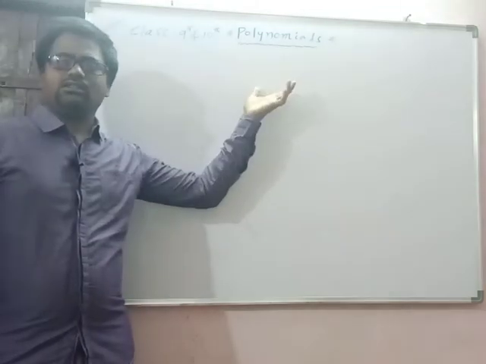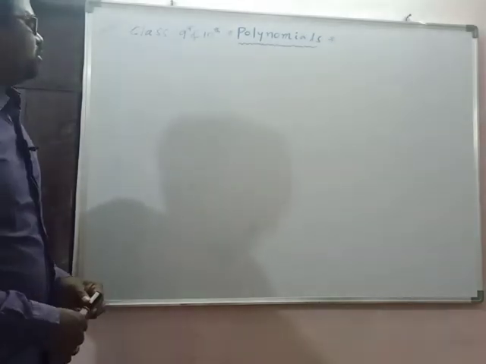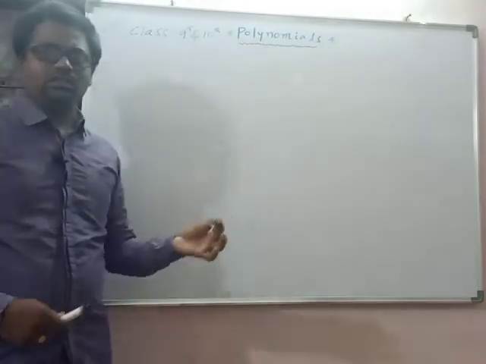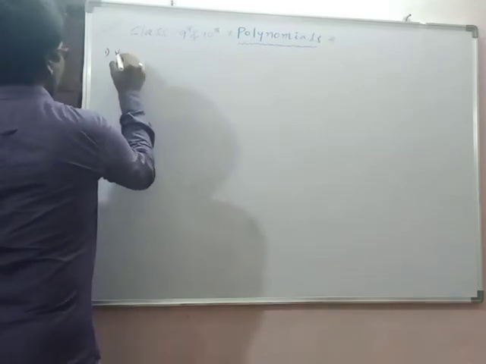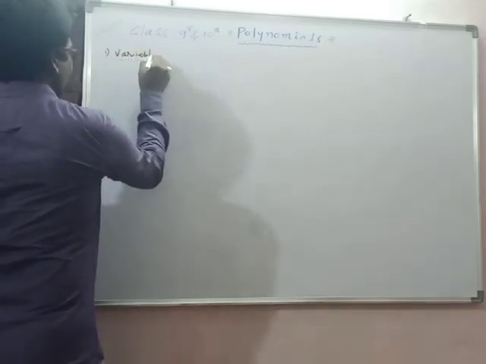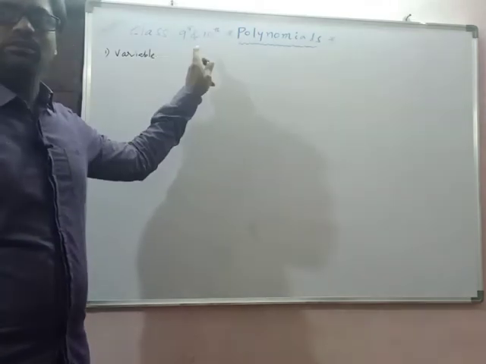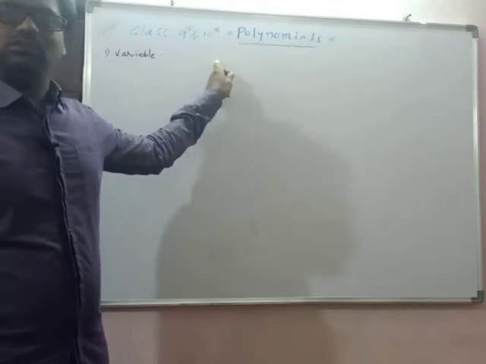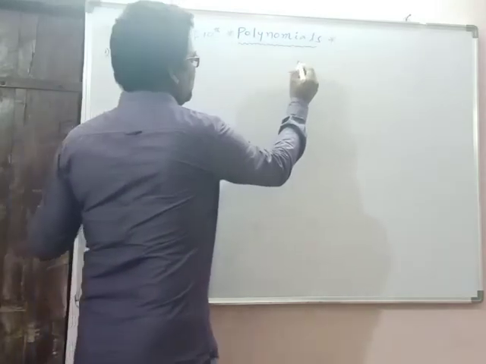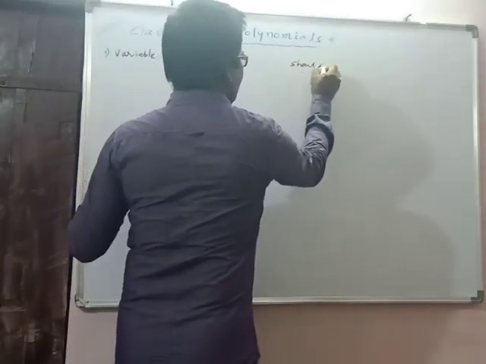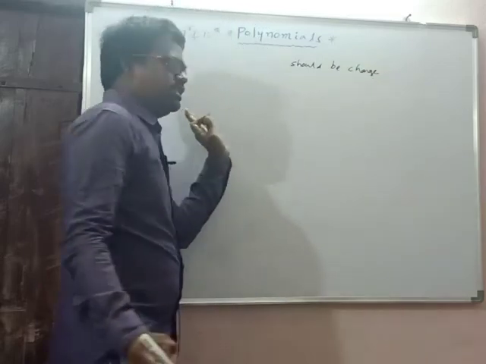So in earlier classes you learned about algebraic expressions. Before going to polynomials, we have to discuss the basics of polynomials. First one is variable. What is a variable? The value should be changed. Every time the value is changing.